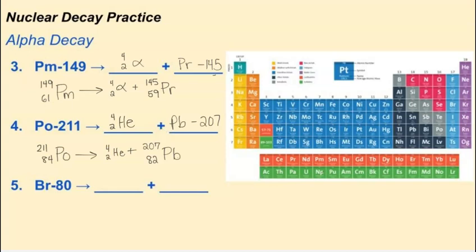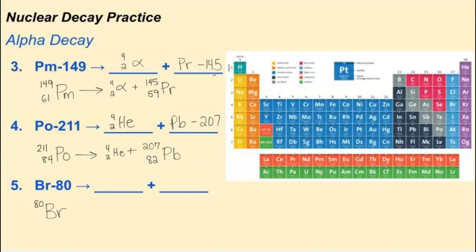Alright, and our last alpha decay problem has bromine-80. So Br goes in our nuclide notation. Of course, our mass number of 80 goes at the top, and then we just need to find bromine on our periodic table. It is number 35. It is right here. It's one of the halogens, number 35.